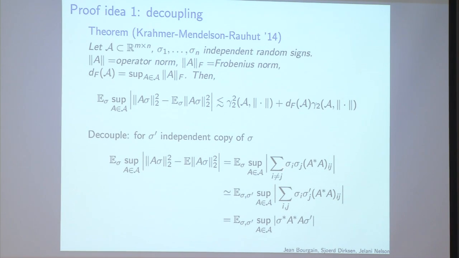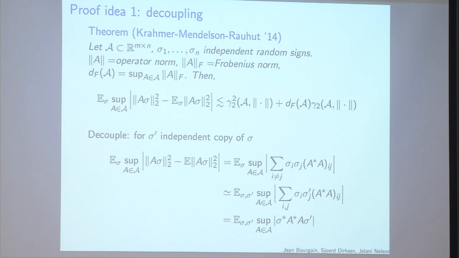If you have an object like this, then you can always decouple it. There's a small constant 4 hidden here. This means that you can replace the sigma j's by independent copies. These will be independent random signs, which are in turn also independent of the original random signs. You can rewrite this as sigma transpose times A transpose times A, and then the independent copy of sigma. And we want to compute the expected sup of this.